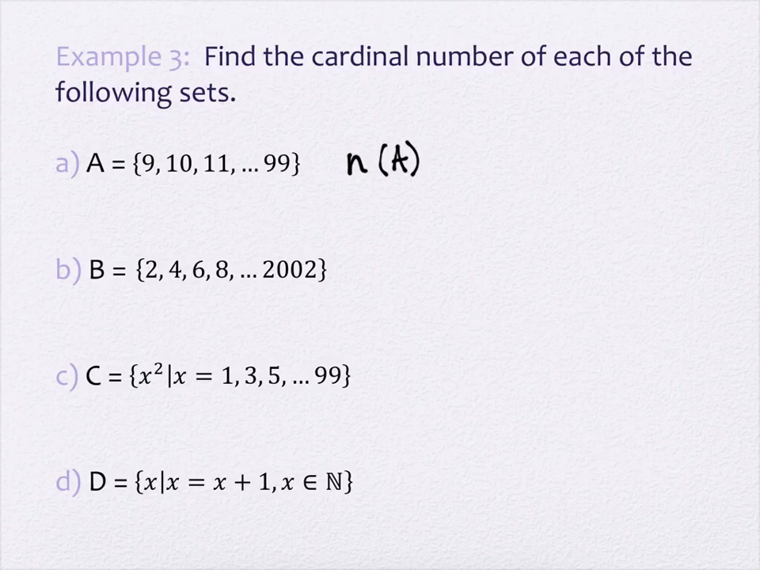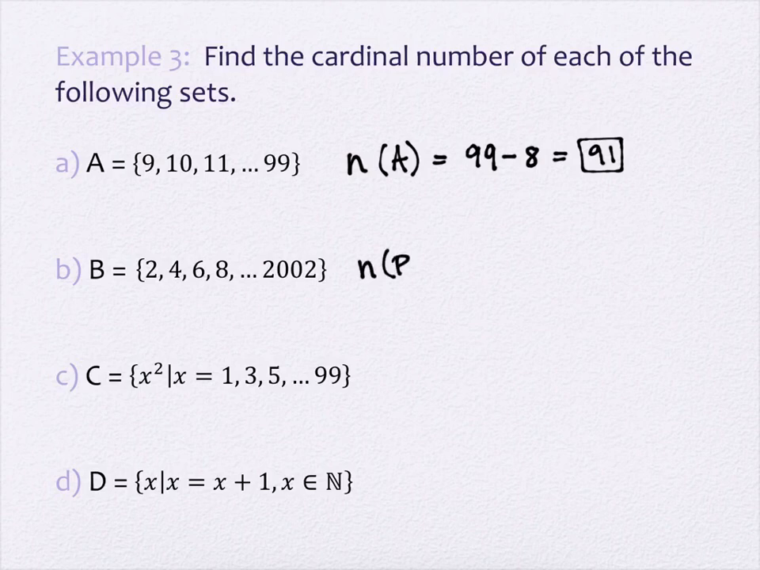I'm finding the number of items. So the number of items in set A is equal to, and you're exactly right, Kaylee, the 99, and then you subtract the number that's in the sequence beforehand, which in this case would have been an 8. And what is 99 minus 8? 91. So this has a cardinality of 91.